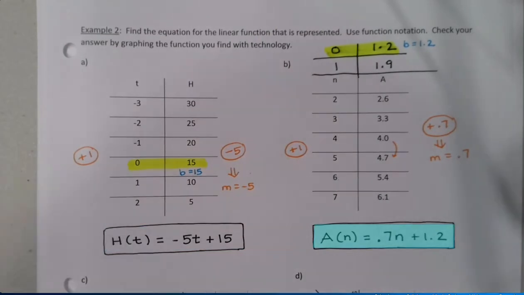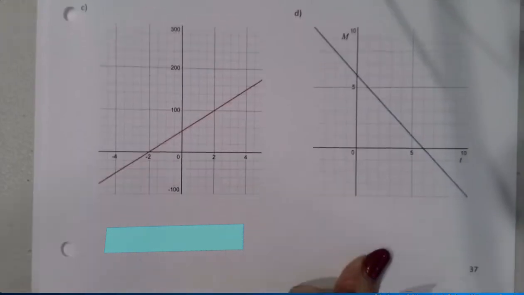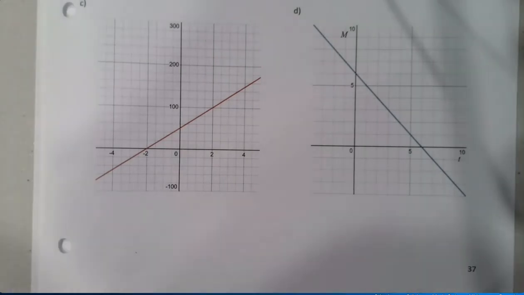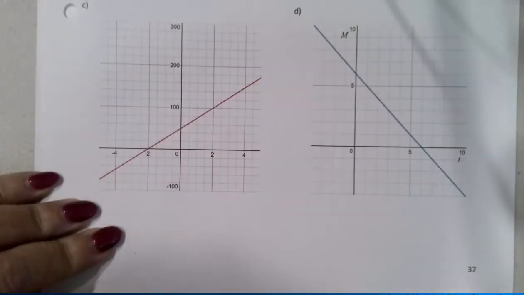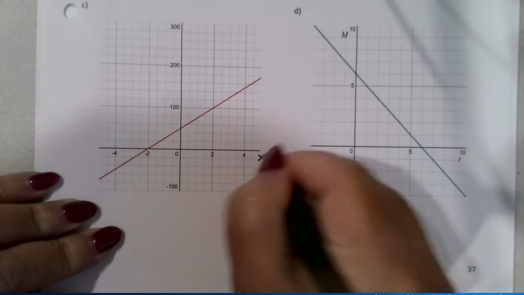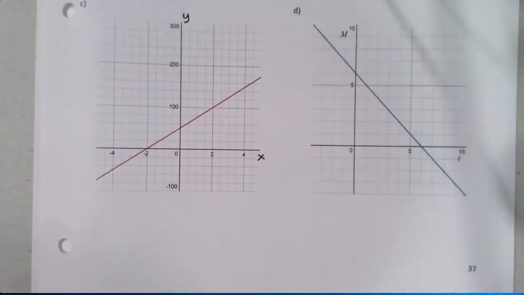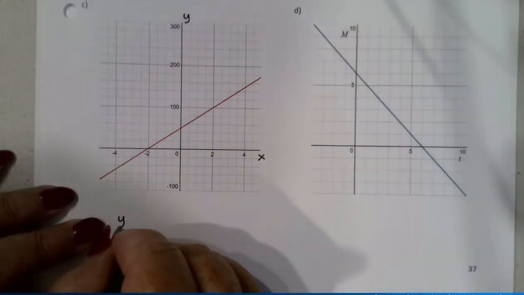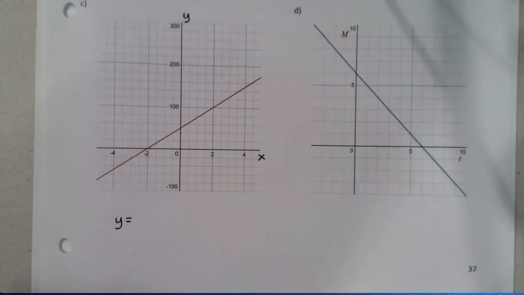All right, I still want to find the analytic or equation form, but in C and D, I start with the graph instead. So once again, let's see, it looks like this one doesn't have any extra variables labeled, so I'm going to assume then that they're x and y. That's the default if they don't give me anything else. And so I'm looking for y equals mx plus b.